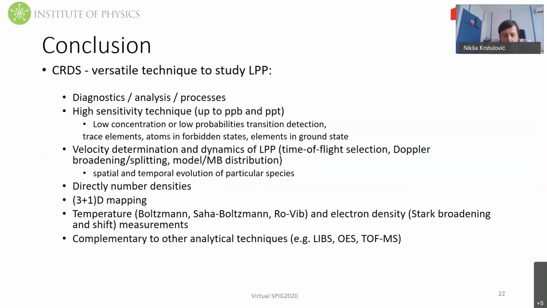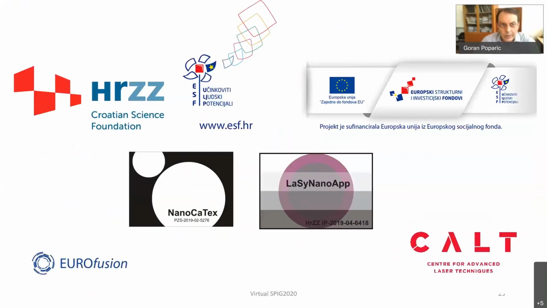Cavity ring-down is a quantitative technique which allows us to directly determine number densities of particular species in plasma. And then we can also, from our lines, calculate temperatures, densities, and so on. And it is complementary to other analytical techniques like laser-induced breakdown spectroscopy, optical emission spectroscopy, and time of flight. But I think that with cavity ring-down, we can collect much more useful data on plasmas. Okay, so this is it.